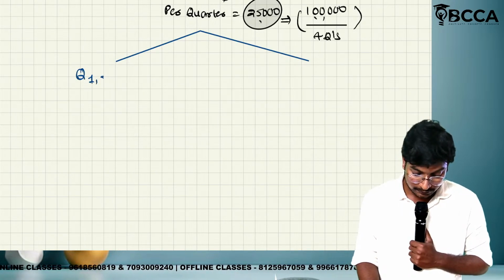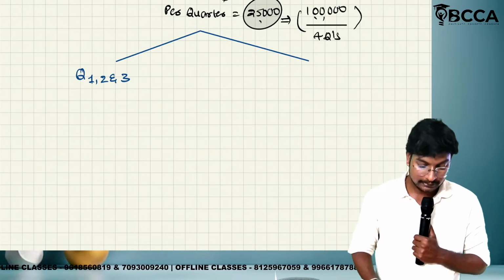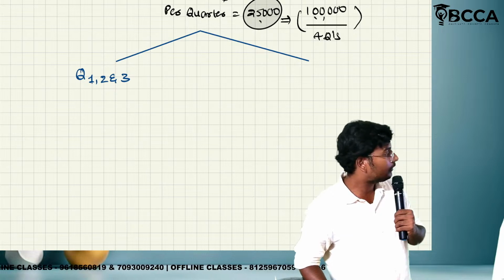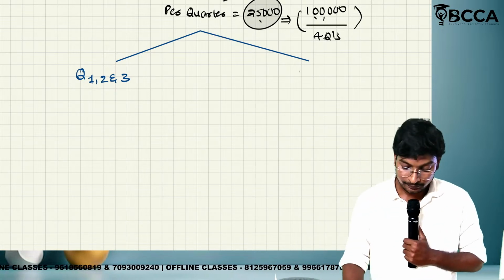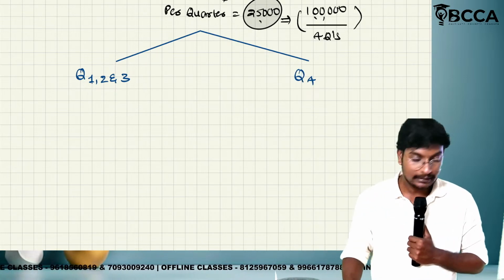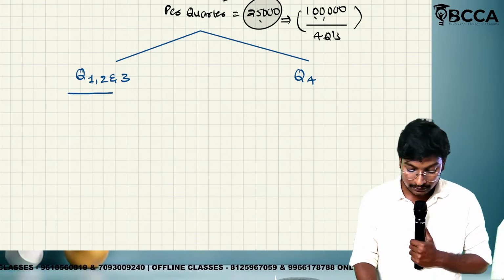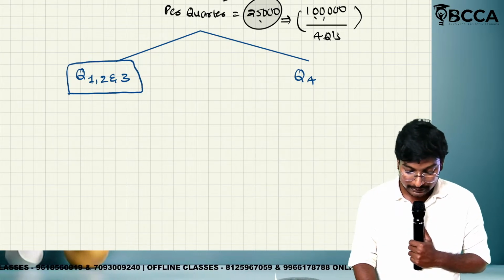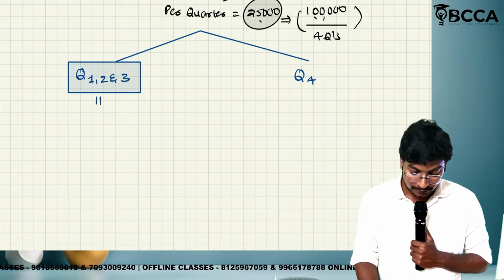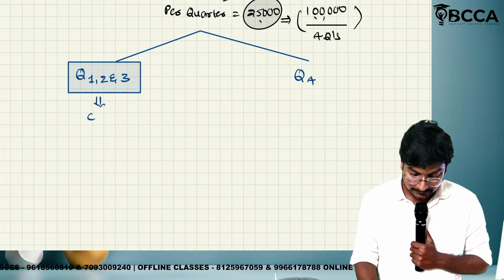Quarter 1, 2 and 3 is one part. Quarter 4 is another part. Okay, na? What is the meaning of 1, 2, 3, sir? Do 1, 2, 3 belong to the current year or next year? 1, 2, 3 belong to the current year.